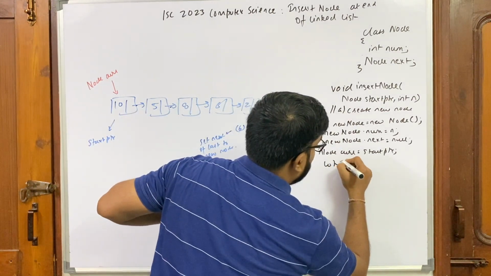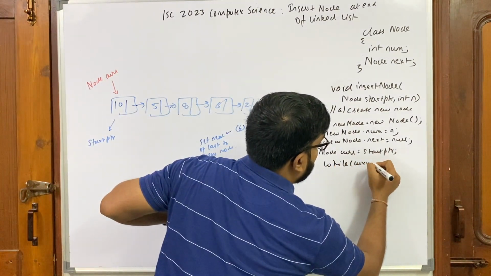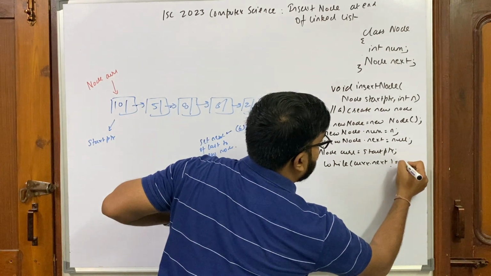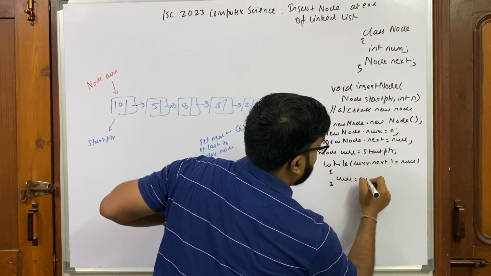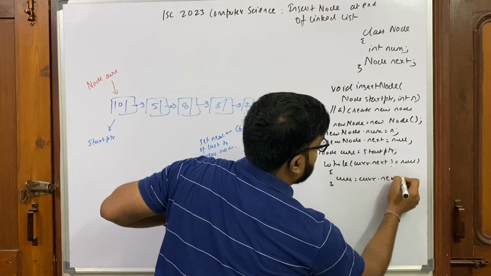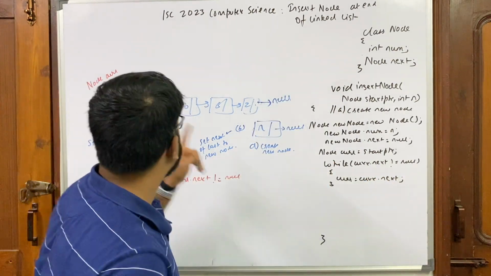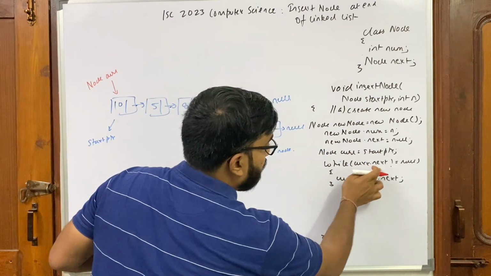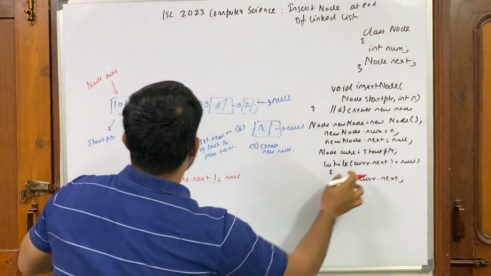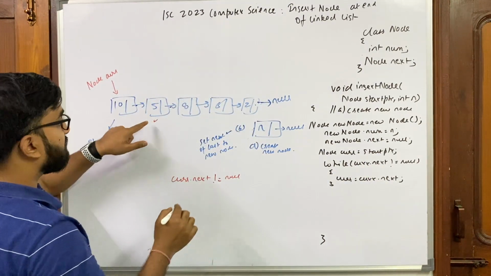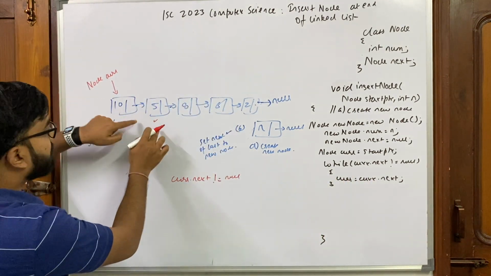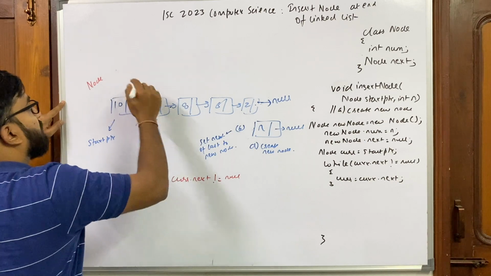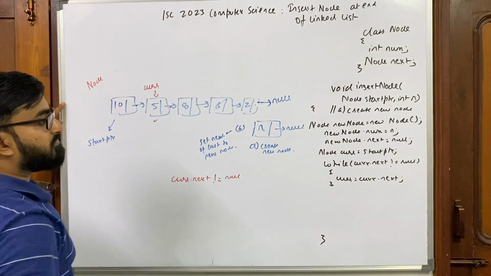So I say while current dot next is not equal to null, I do current is equal to current dot next. So let me explain this. Current is at start pointer, okay? While this is true, we do this. Current dot next is this. This is not null, true, okay? You execute this, current is current dot next. Current dot next is this. Current now points here, okay?